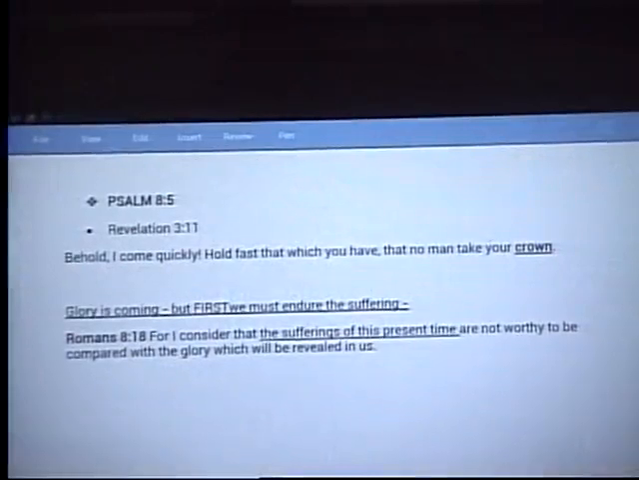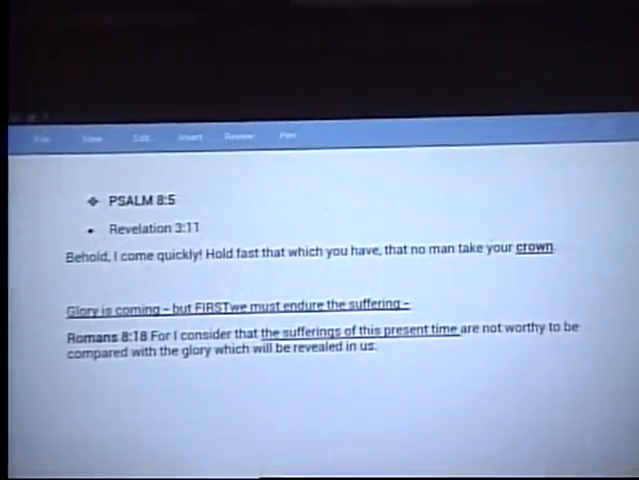In Revelation 3:11, you notice it says, behold, I come quickly. Hold that which you have, and let no man take your crown, okay? Because remember, he says here, he's going to crown mankind with glory and honor. But first, the suffering has to come, okay? In Romans 8:18 it says, for I consider that the sufferings of this present time are not worthy to be compared with the glory which will be revealed in us.